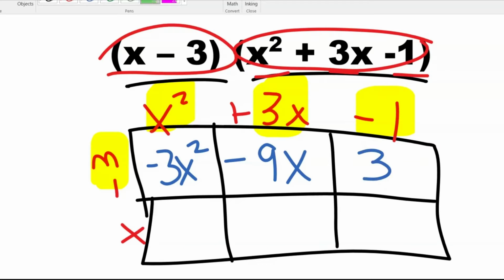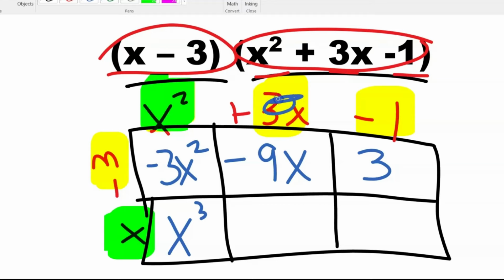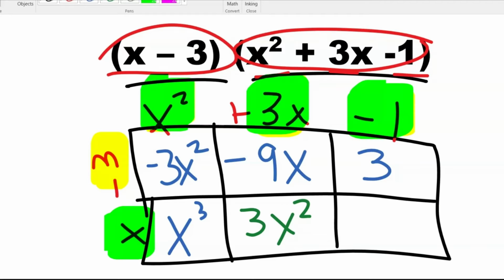Alright, now I'll go to my next term. I've got x down here. I'm going to multiply it by x squared. And that's going to give me x to the 3rd power. I've got x times 2 more x's. That's 3 x's being multiplied together. Then I'm going to do the same thing. x times 3x up here. x times 3x is 3x squared. And then x times negative 1 is just going to give me negative x.